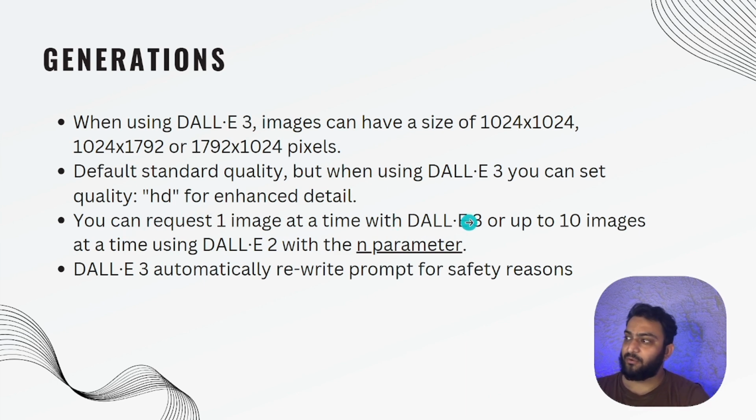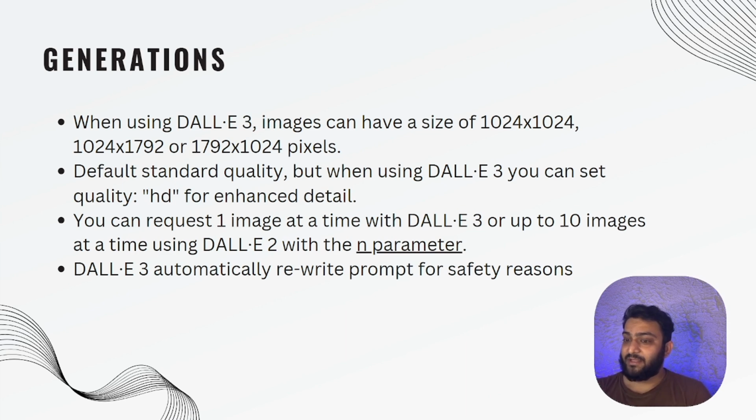With DALL-E 3 you can only request one image at a time. So basically you cannot have multiple choices of images that you can generate. With DALL-E 2, that's not the case. You can always change the n parameter, and that you can do with the code and with the API. And basically you can generate up to 10 images at a time. So you can have one prompt generating 10 images, right?